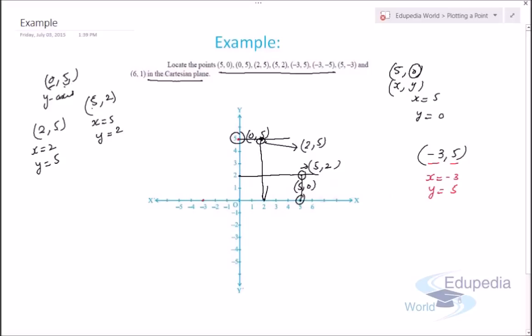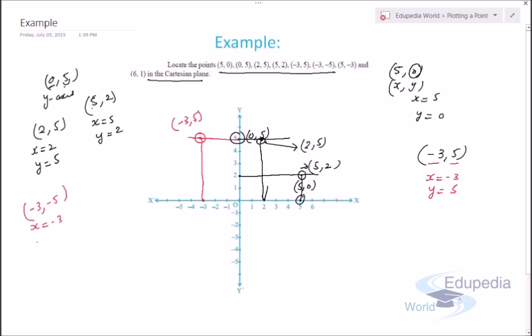and y is 5. So here is 5. So what we'll do is we'll draw a line like this, and from x-axis we'll draw a line like this, and the point where they intersect is point minus 3 and 5. Next point is minus 3, minus 5. So we have both as minus sign. So x is minus 3 and y is minus 5.